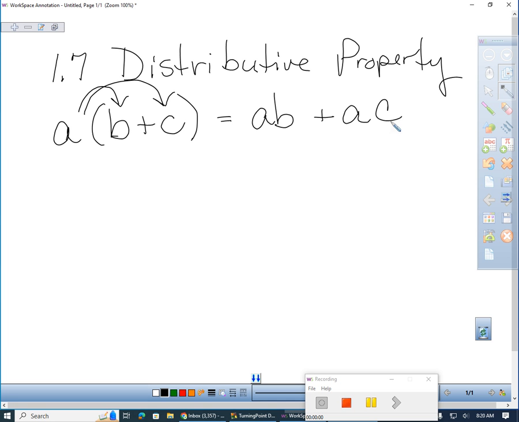I know you guys did this last year and the year before, right? Okay. Good. That's really good to hear. All right, so let's start with some examples of the distributive property.